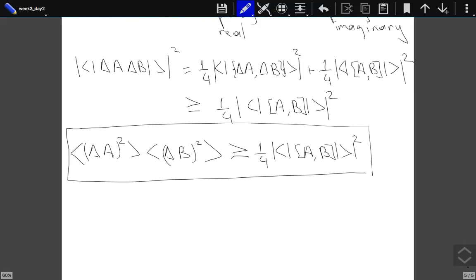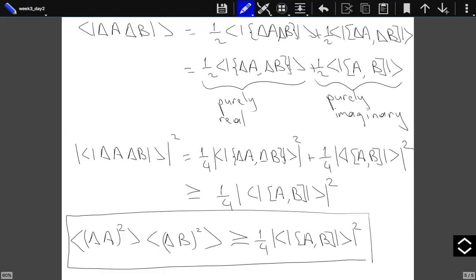Well, you see, if the commutator of two operators is 0, we have compatible observables. Not necessarily. It depends on your state. It doesn't really depend on your operators. It depends on your state. You can create states of minimum uncertainty.